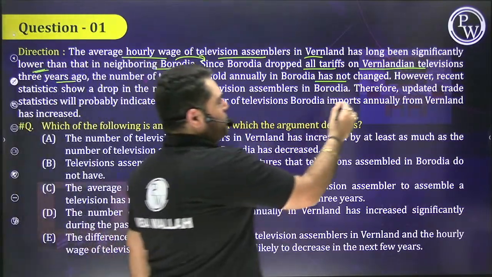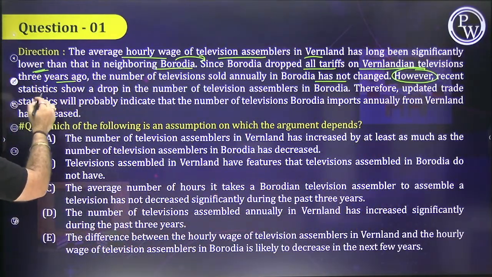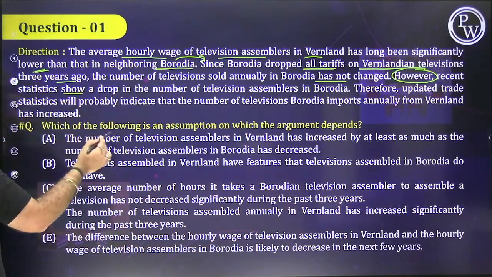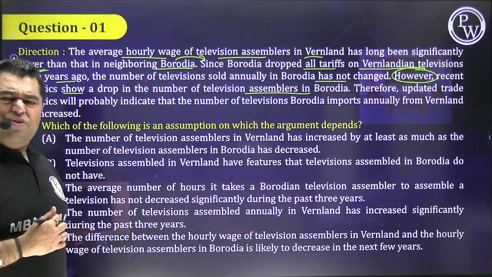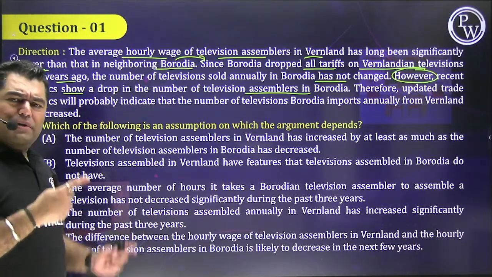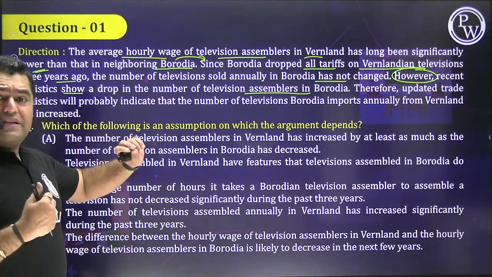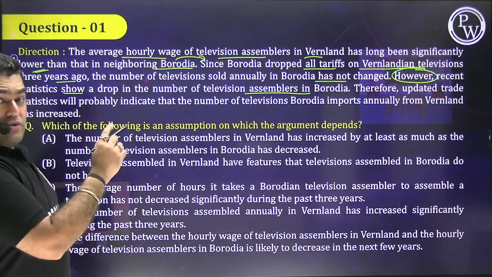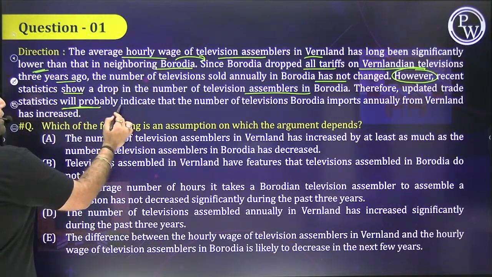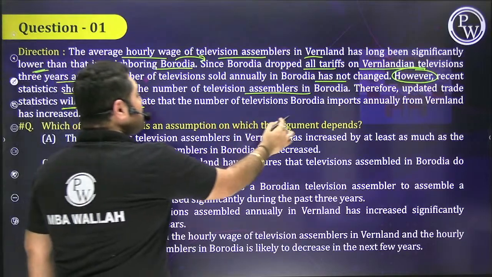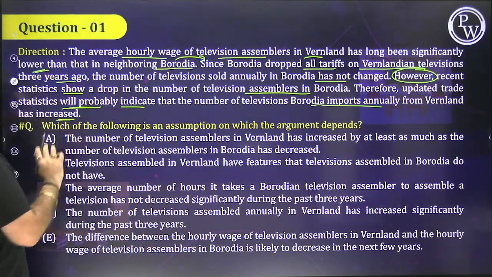However, very important, transition word, it means opposite. Recent statistics show a drop in the number of television assemblers in Borodia. Understood? So, Borodia mein television assemblers are also dropping. Borodia mein the television sold annually have not changed. Therefore, so now people, you are concluding. Updated trade statistics will probably indicate that the number of televisions Borodia imports annually from Vernland has increased.